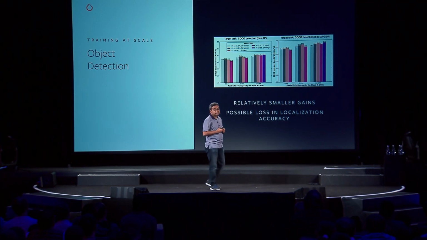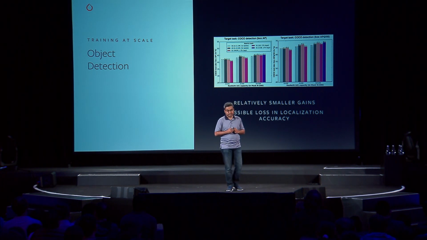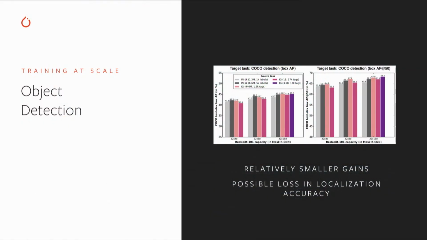Finally, we show the results of fine-tuning on the object detection task. Here, we show that we got relatively smaller gains compared to classification accuracy. This leads us to conclude that there is a possible loss in localization accuracy using the large-scale training, but a huge improvement in the image recognition task.